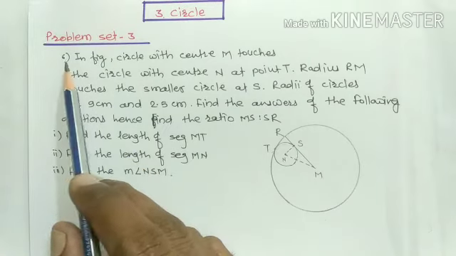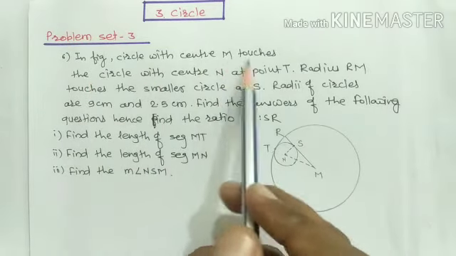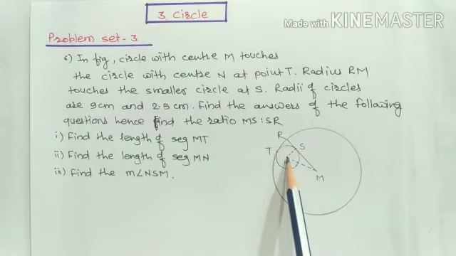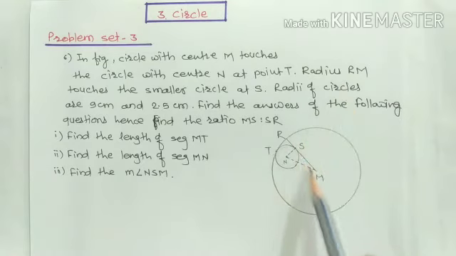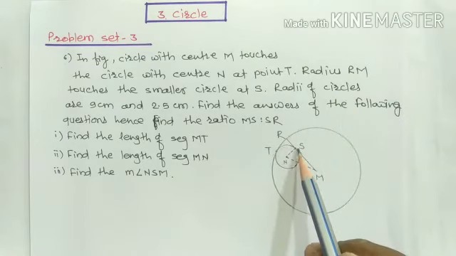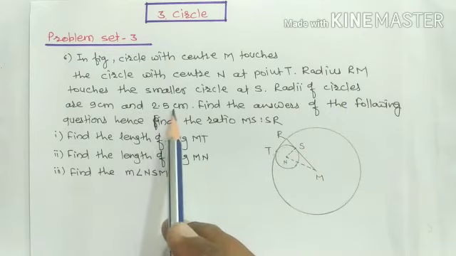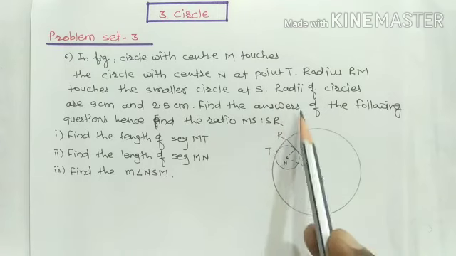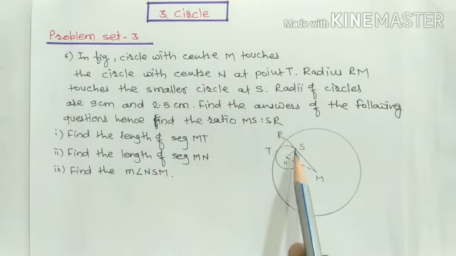See, the 6th example is in figure. Here figure is given. Circle with center M touches the circle with center N. Here these two circles having center M and N touch at point T. The radius RM touches the smaller circle at S. The radii of circles are 9 centimeter and 2.5 centimeter. It means that the radius of the larger circle is 9 centimeter and the radius of the smaller circle is 2.5 centimeter. Find the answers of the following questions and hence find the ratio of MS is to SR.